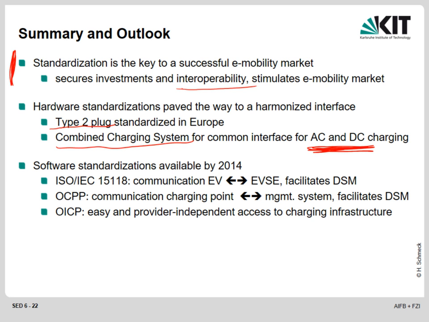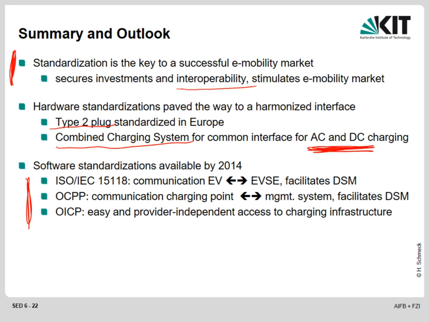And so you can have flexible use of alternating current, which is slow charging. DC usually is fast charging. And the standardization here says available by 2014. So for 2 years already now, we have these different protocols available, and so it is possible to recharge your vehicles.